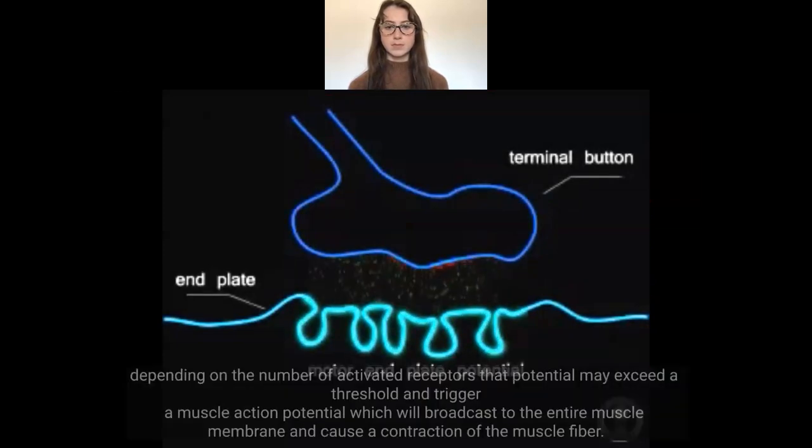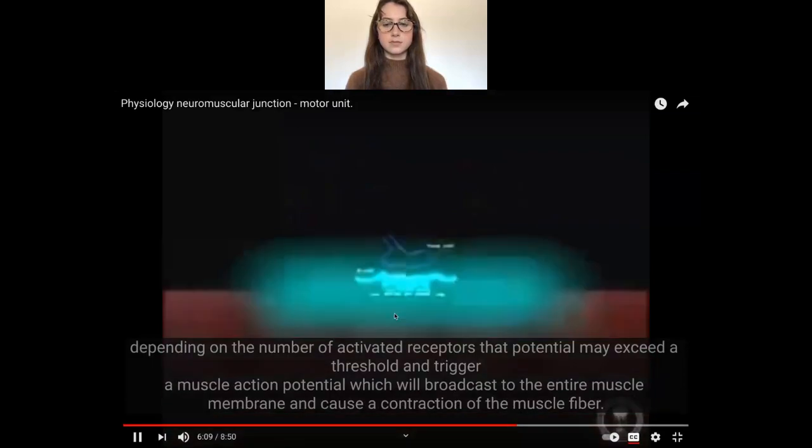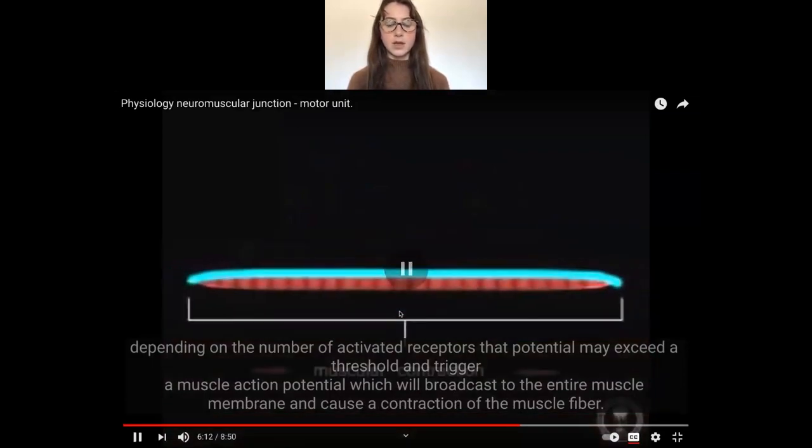Depending on the number of activated receptors, that potential may exceed a threshold and trigger a muscle action potential, which will broadcast to the entire muscle membrane and cause a contraction of the muscle fiber. So action potential propagated along that axon, release neurotransmitter, causes another action potential to spread along the muscle fiber, which causes contraction.